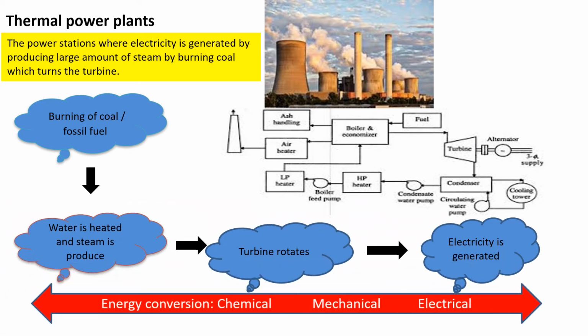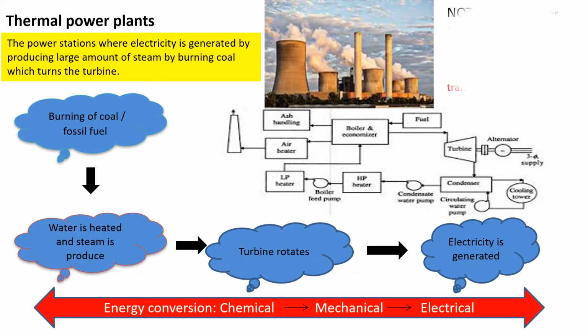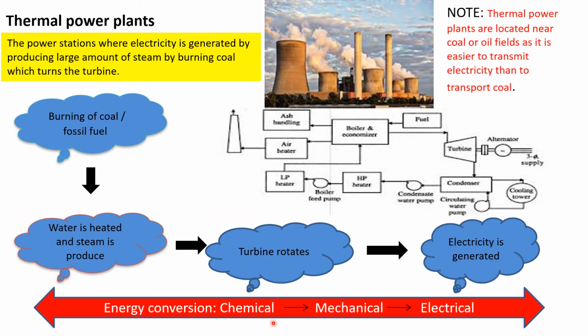So what is the type of energy conversion? This is very important in the exam. They ask you, what is the energy conversion in a thermal power plant? So see, what was it? Coal, that means chemical energy to mechanical energy and electrical energy. So this is the conversion: chemical to mechanical to electrical. Now one more very important question is asked in the exam which is based on this.